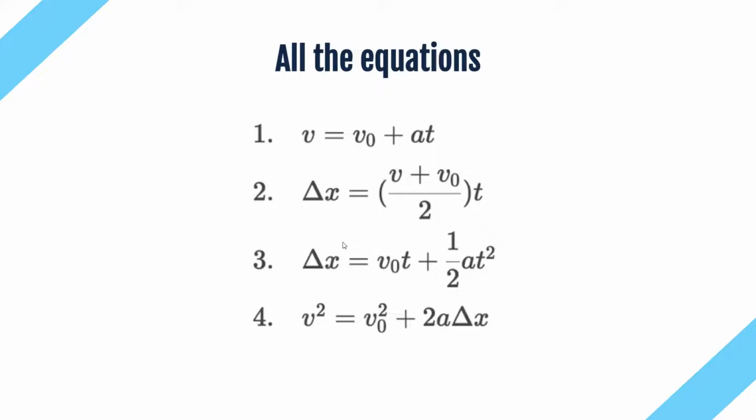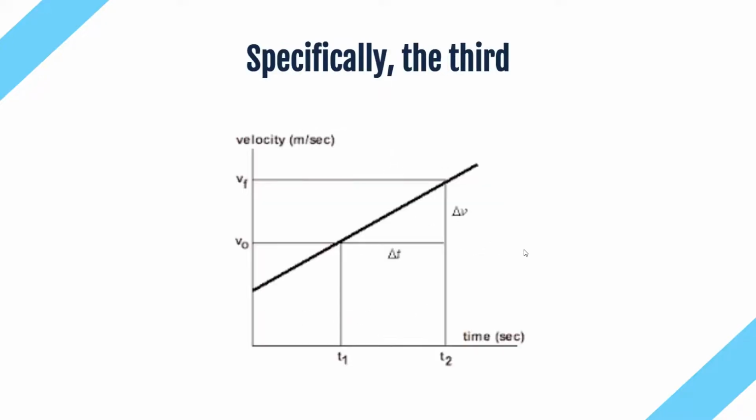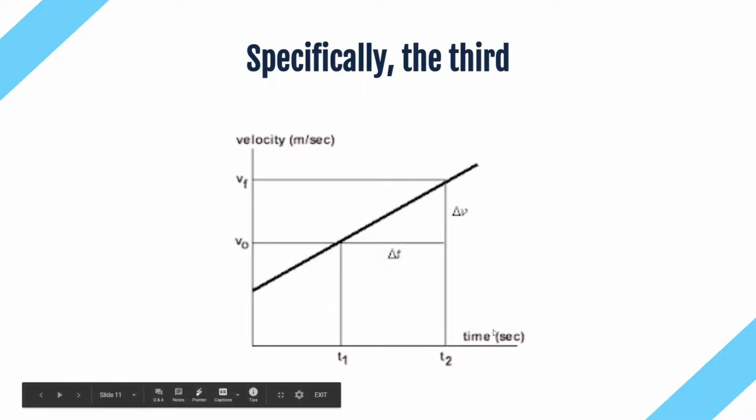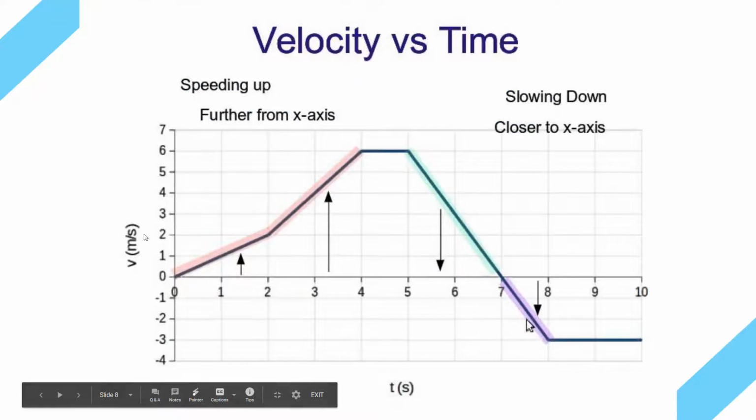All right, so our third equation is slightly more complicated. It tells us that the change in position x is equal to the starting velocity times time plus 1 over 2 at squared. This one is a little bit harder to explain, so let's use a graph for this. Suppose we have this graph, with velocity on the y-axis and time on the x-axis, very similar to this graph here.